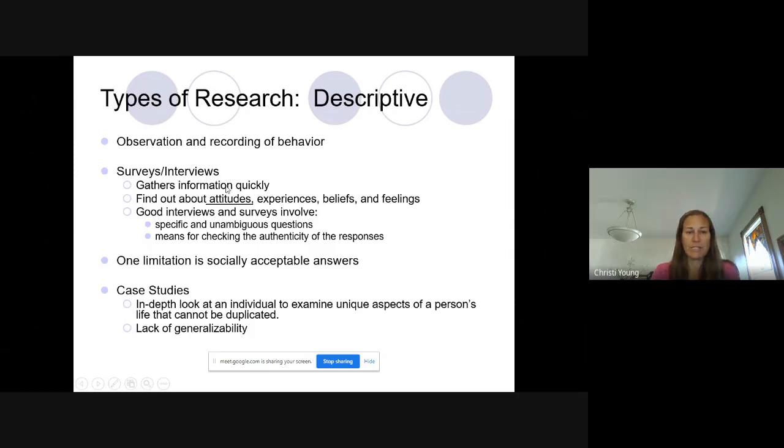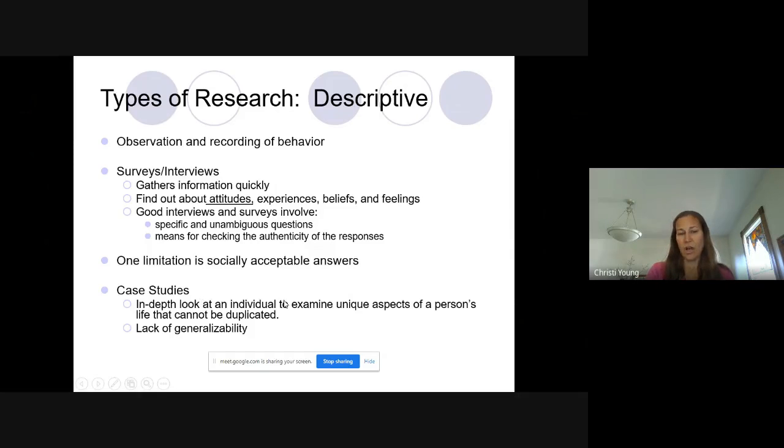So surveys are great because they are able to gather information that you can't necessarily see, basically people's attitudes, their beliefs, their feelings. You have to make sure that those questions are very specific so that you're getting the actual response. You also might need to check for authenticity of those responses, making sure that the answer that they're giving is really what they mean. A problem that we find with descriptive research, the surveys and interviews, if there is not anonymity, often people will give the answer they think they should give as opposed to what is actually true.